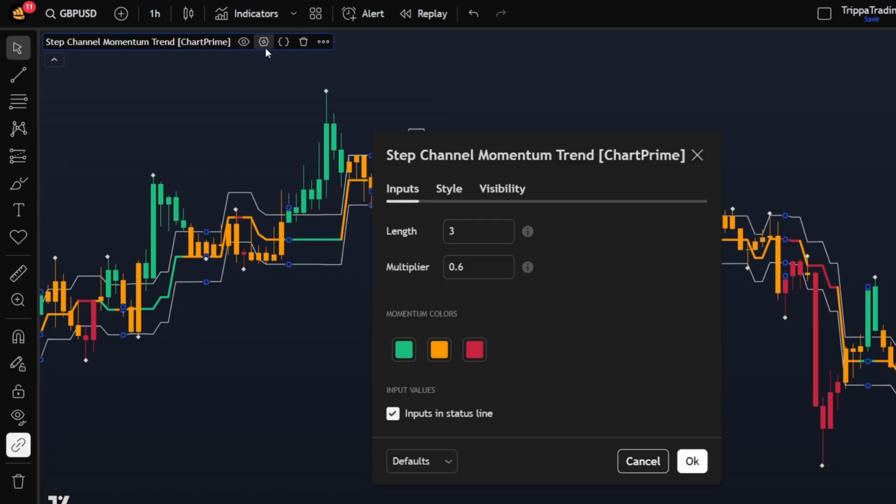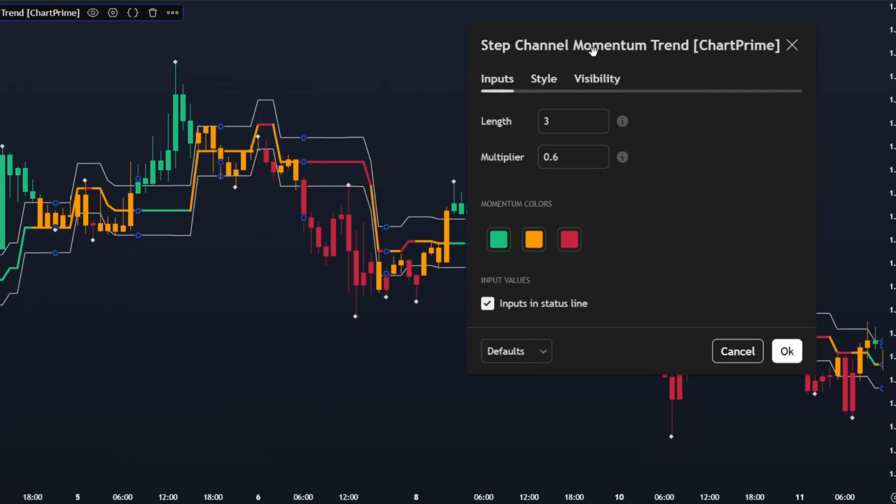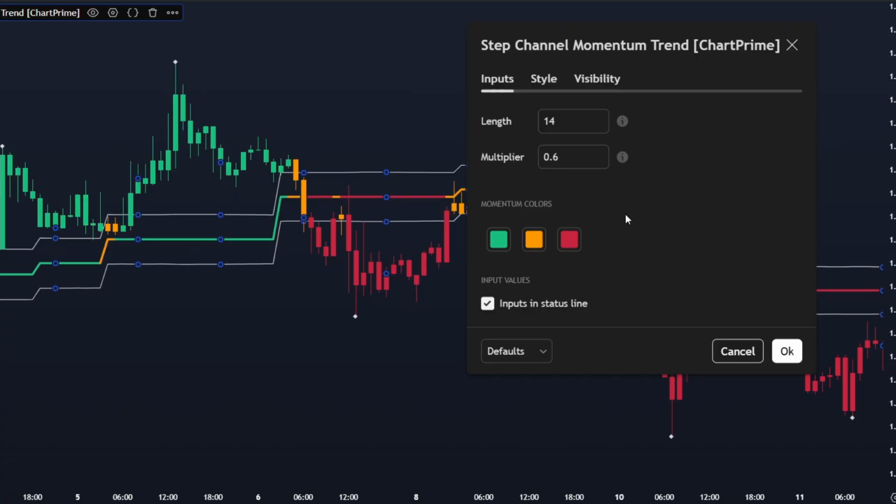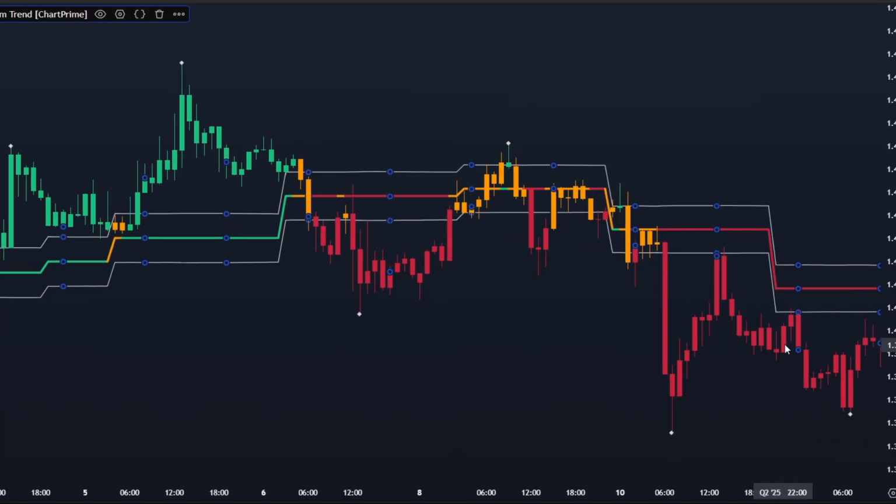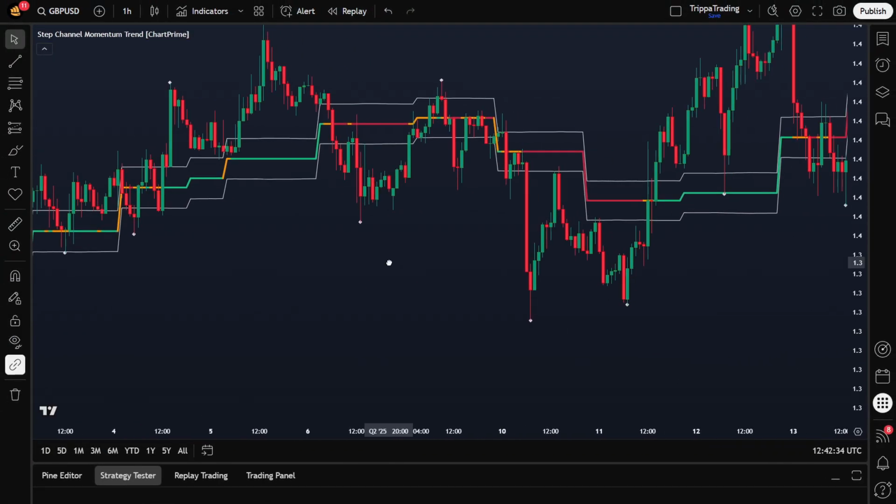Open the indicator settings, and you'll see the main option is the length. This controls how sensitive the indicator is to forming new pivots. A lower length value makes it more sensitive, perfect for scalpers, and a bigger value makes it wait for bigger price swings before snapping to a new level, which is great for swing traders and position traders. This one setting alone lets you tailor the indicator to any market or trading style.